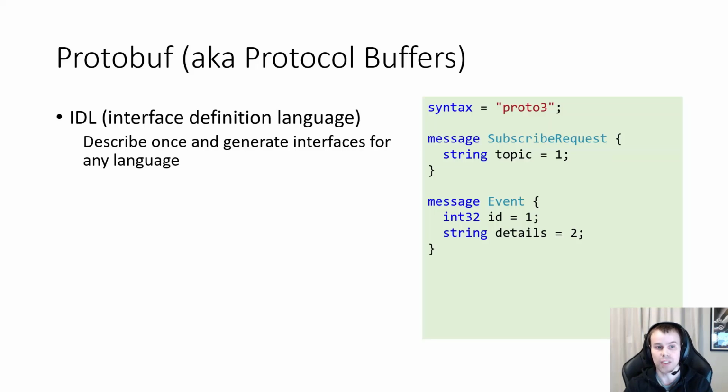Next we can see we've got an event message, and this now has two properties on it which have different IDs and different types.